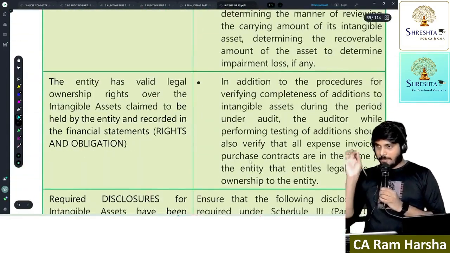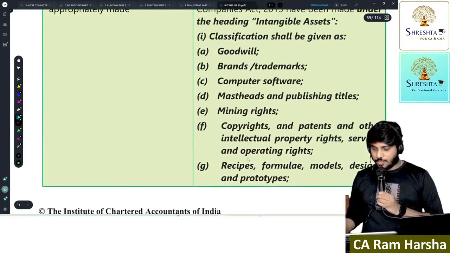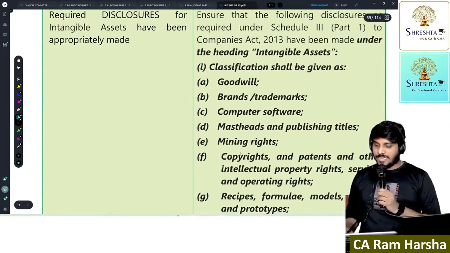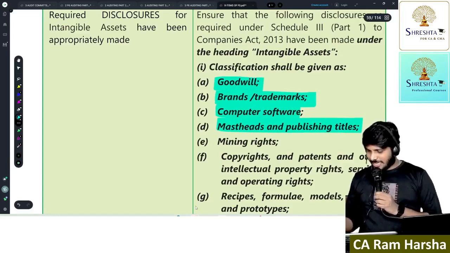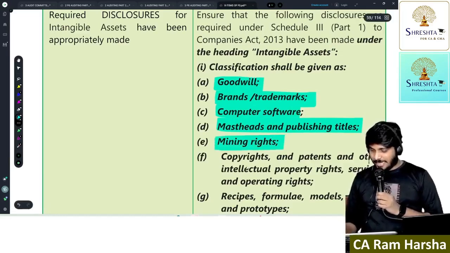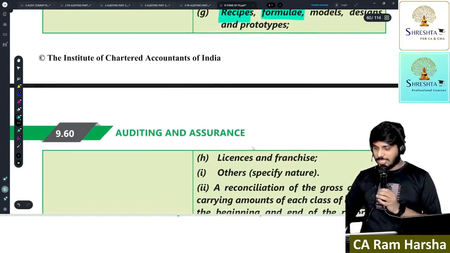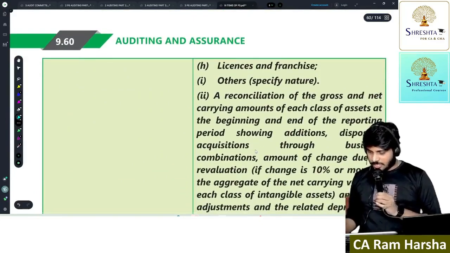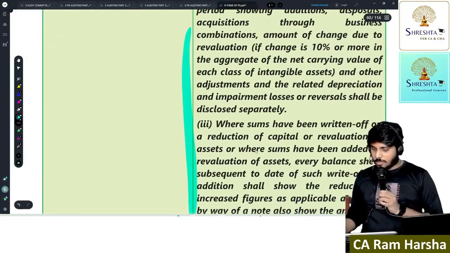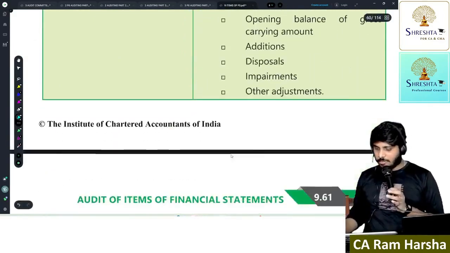It is more or less similar to fixed assets. If you look at PPE, it is more or less the same. What should be the disclosure requirement for trademarks? It should be disclosed: goodwill, trademarks, software, publishing titles, water titles, mining rights, copyrights and patents, recipes, formulas, methods. These are all applicable for different industries. Licenses, franchises, and others. Gross carrying value, net carrying value, breakup, revaluation, all that shall be given.